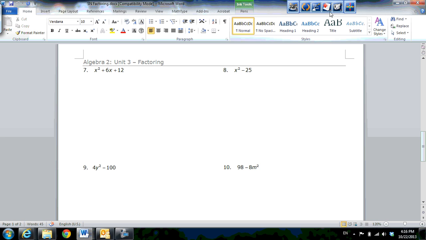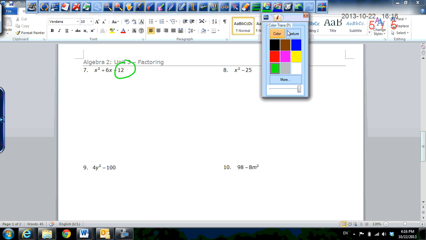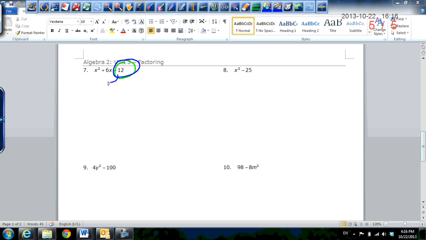Number 7 is tricky because there's nothing that multiplies to make 12 that also adds up to 6. 3 and 4 don't add to 6. 2 and 6 don't add to 6. 12 and 1 don't add to 6. So we like to say that is prime.